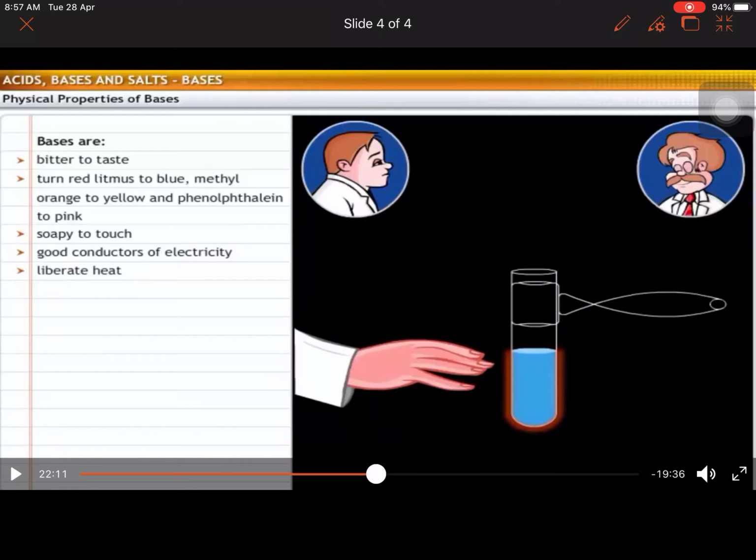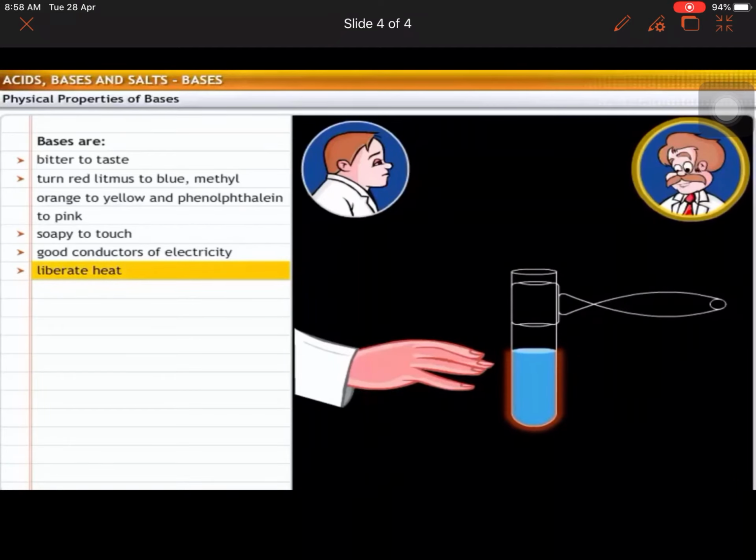Why do bases conduct electricity? Because they have ions. In acids there are H plus ions, in bases there are OH minus ions. So wherever ions are present, they will conduct electricity or current. Now, when bases are diluted with water, they give out heat.